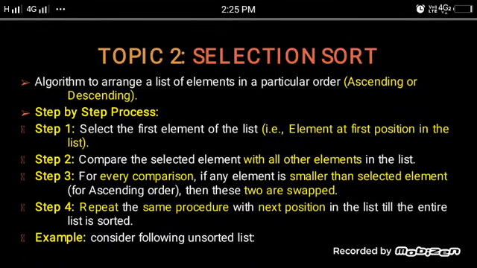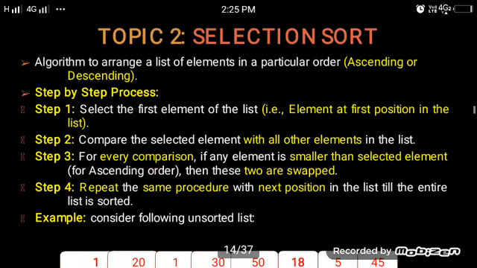And then selection sort. How to do selection sort in data structures? We will see this algorithm to arrange a list of elements in a particular order, either ascending or descending. This is a step by step process. Select the first element of the list, the element at the first position in the list.